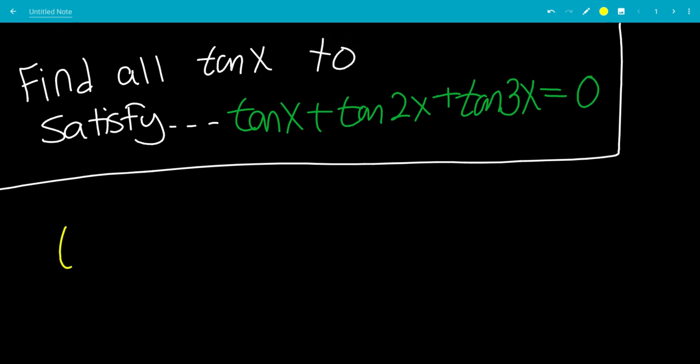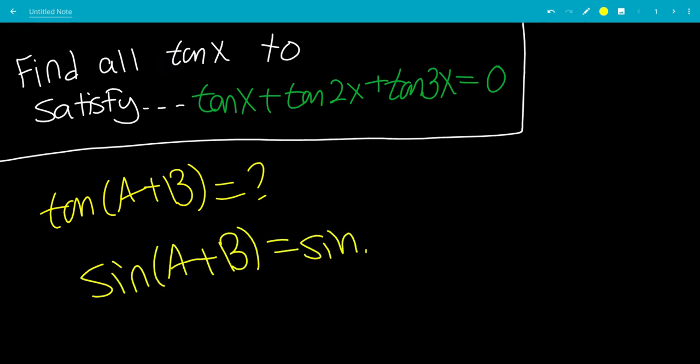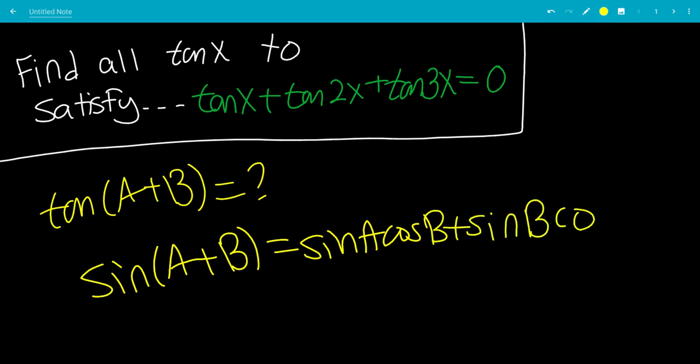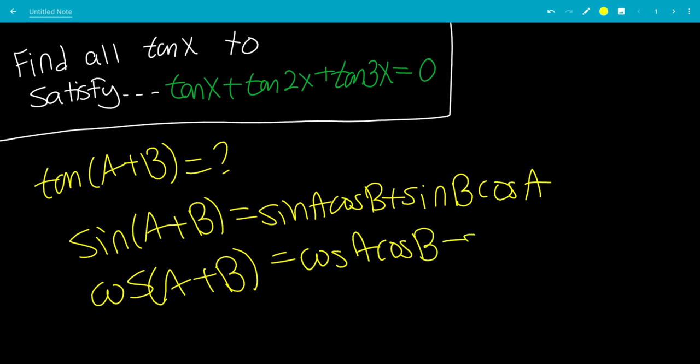Okay, so tangent of a plus b, we want to find what this is. So let's look at sine of a plus b first. This will be sine a cosine b plus sine b cosine a. Good. We have cosine of a plus b, another trig identity: cosine a cosine b minus sine a sine b.